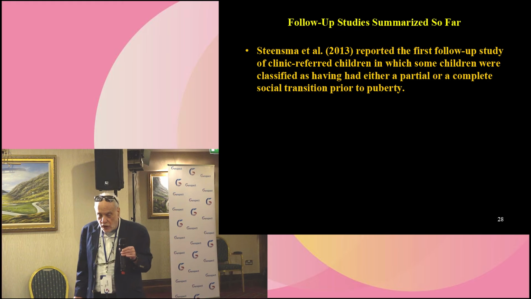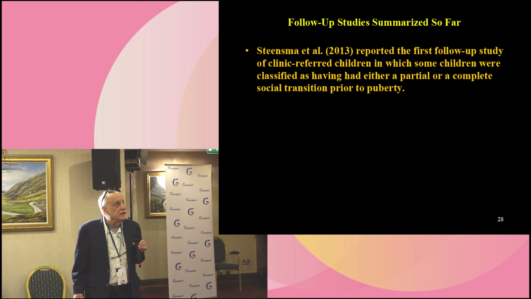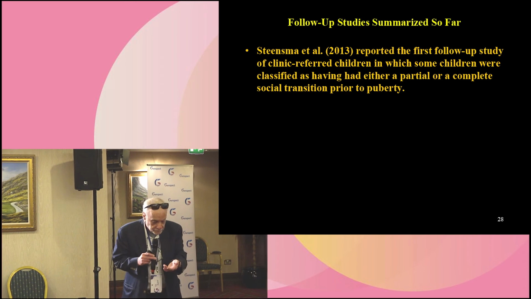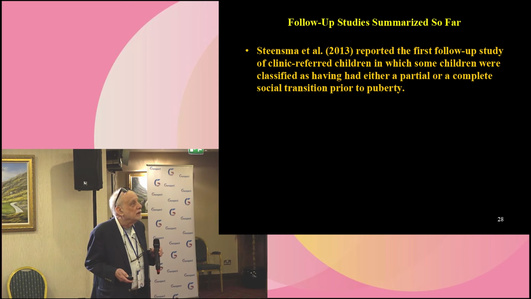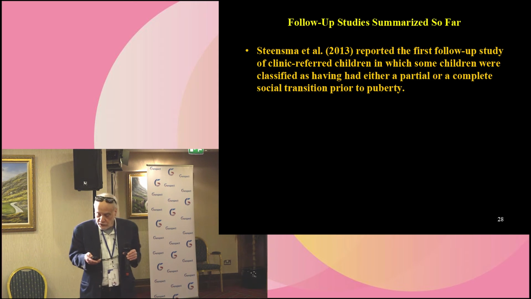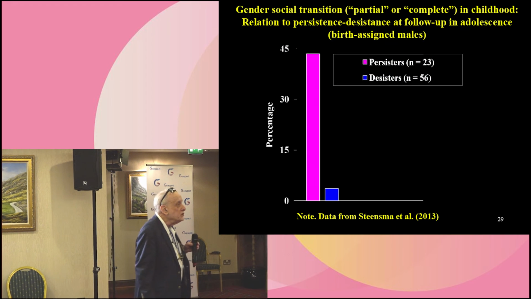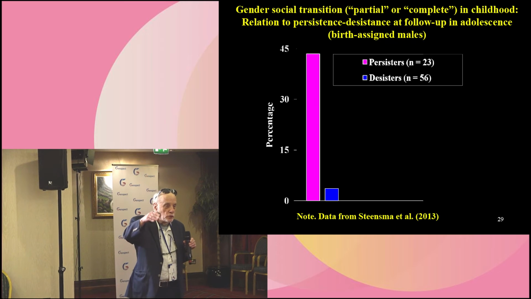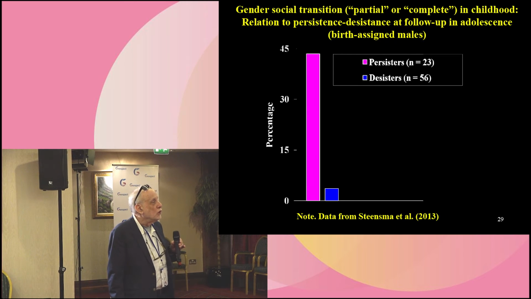Now, clinic-referred studies. The Dutch did report in 2013 the first follow-up study of children in which some were classified as having had either a partial or complete social transition prior to puberty. And these are, I think, important data which are anticipatory of what we're going to see down the road.